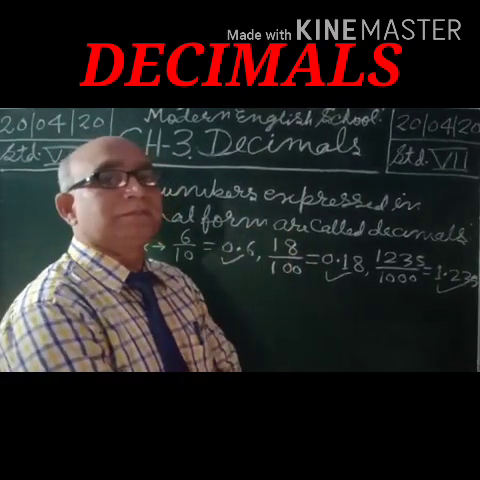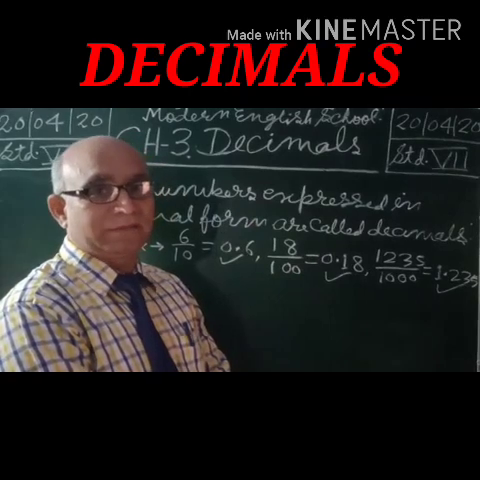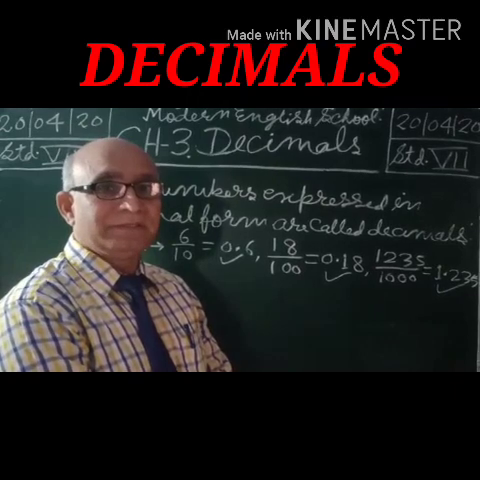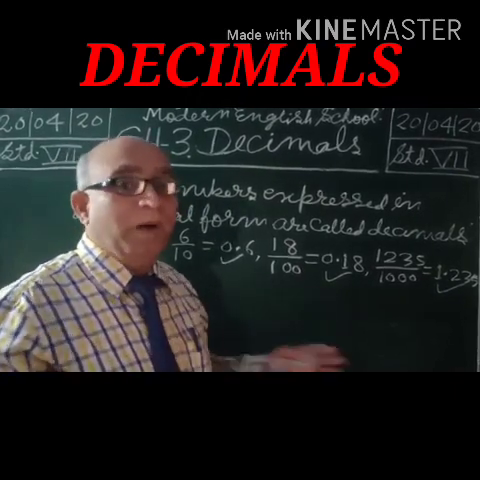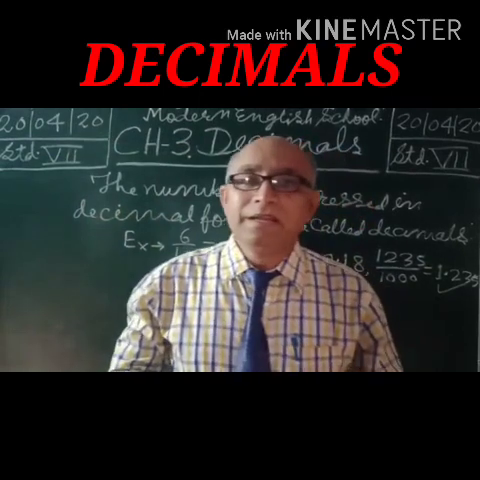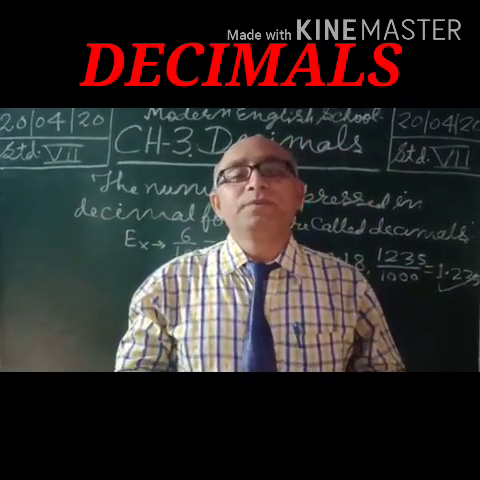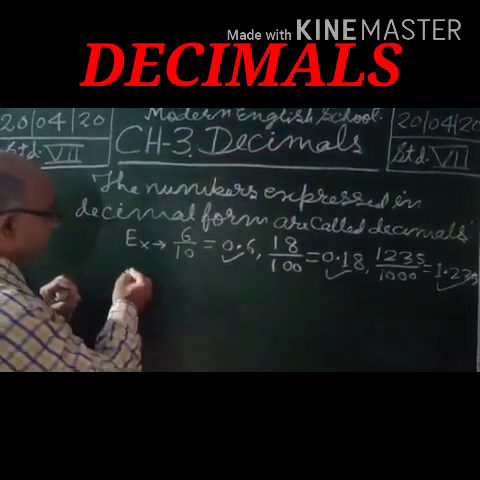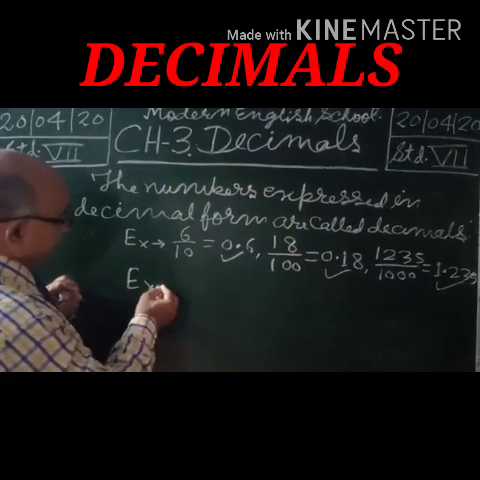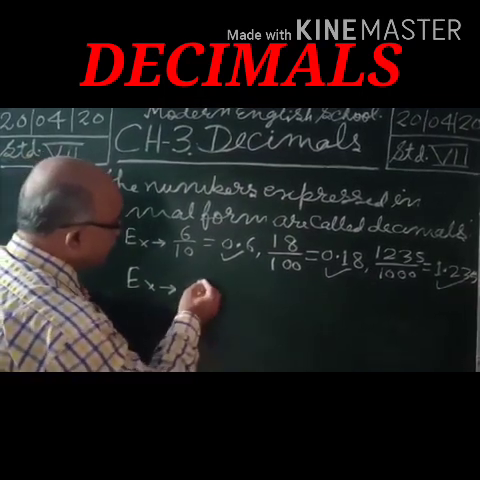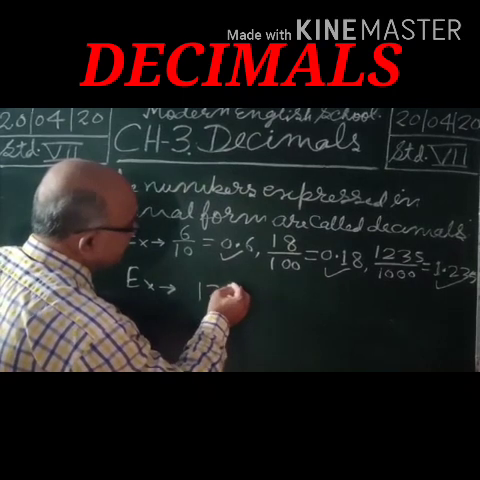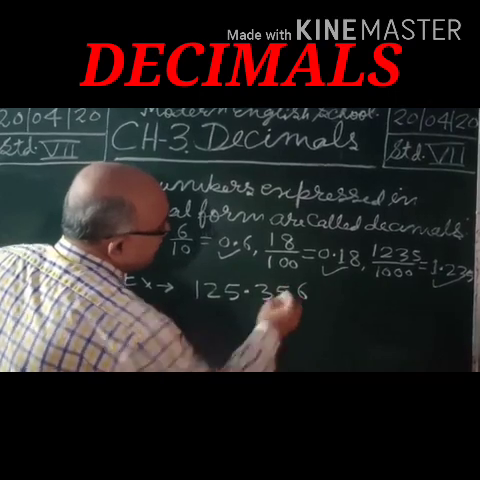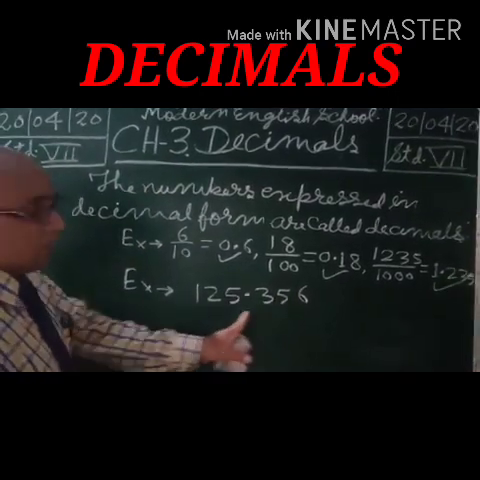A decimal has two parts. One is whole number part and other is decimal part. Both parts are separated by a dot point. The name of this dot point is decimal point. So example 1. A decimal number, write on your board, 125.356.